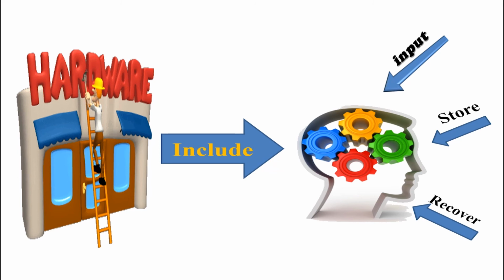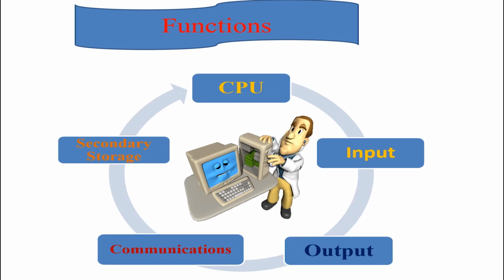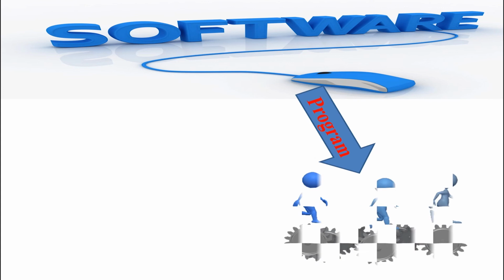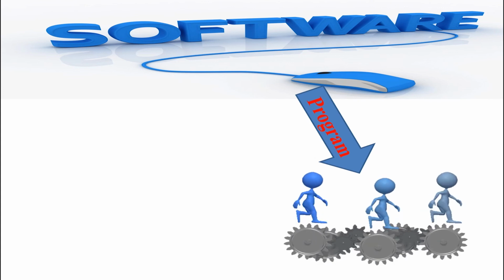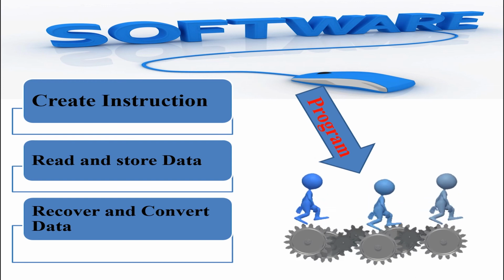Any MIS must provide for five major functions, which include input or entry, output, secondary storage for data and programs, central processing, and communications. The role of software in MIS cannot be underestimated either. These are programs that run on hardware. Software programs help to create instructions and make the hardware interpret or read the inputs, store data, recover data, and convert the data into usable formats and print the output.